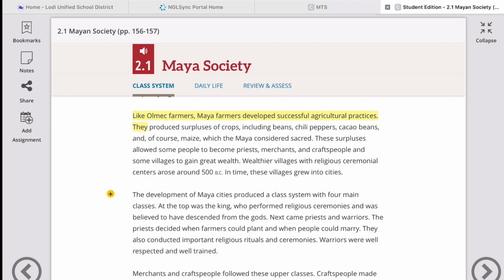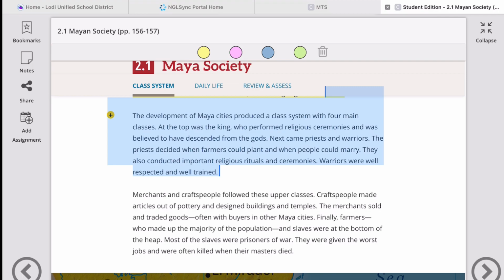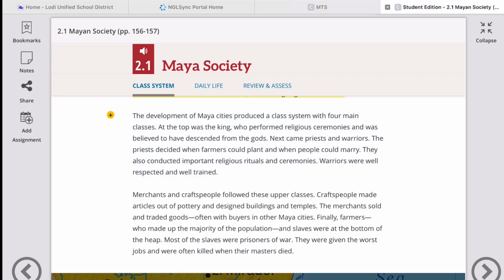So the Maya developed cities that produced a class system with four main classes, like what I discussed a while ago. The very top, the king and priest, and most of the time their kings are their priests as well, who performed religious ceremonies and was believed to have descended from the gods that they worship. So of course, who else can lead them but the descendants of the gods that they worship?